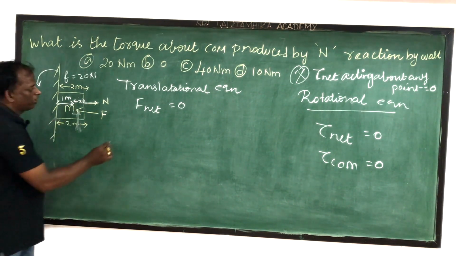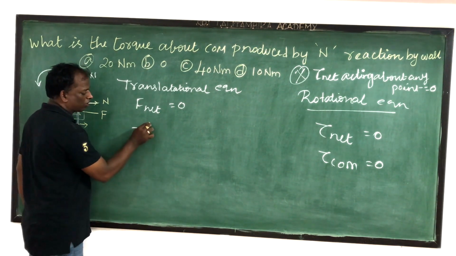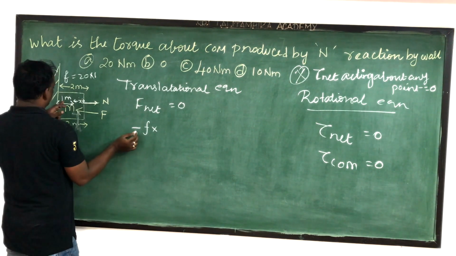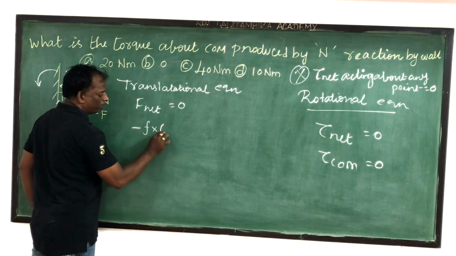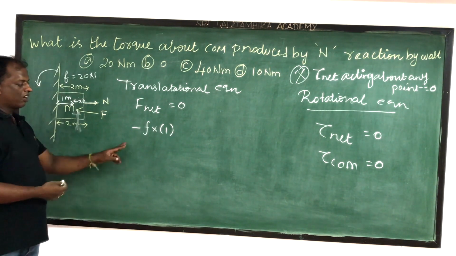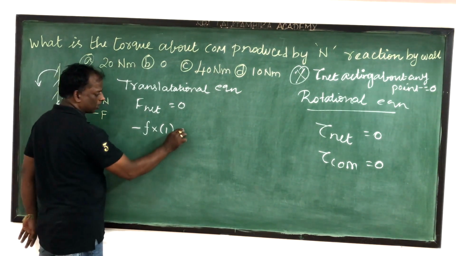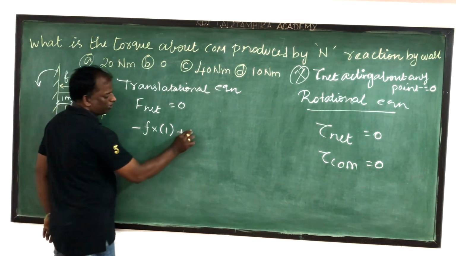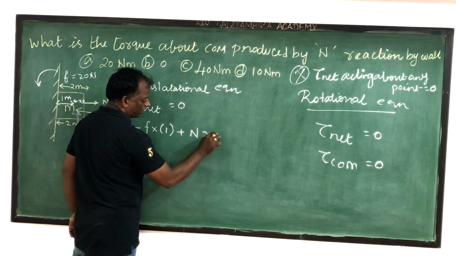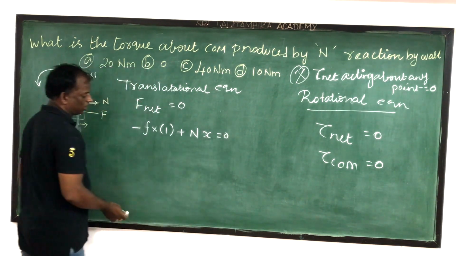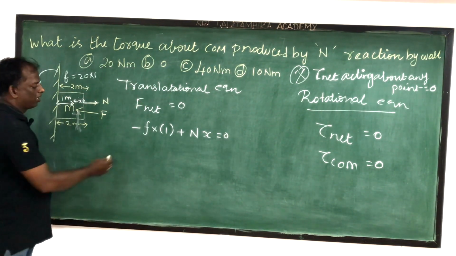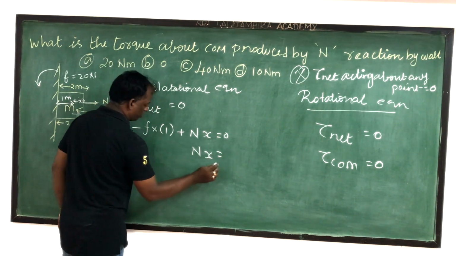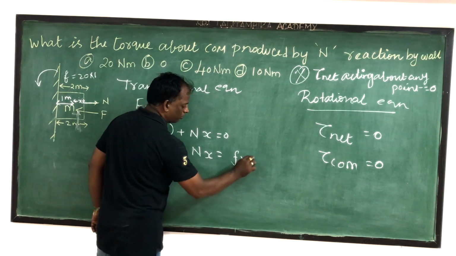So first, what will be going in is minus, because minus means anti-clockwise direction: F into x, so what is this x? How many meters is this? It is 1 meter. So F into x plus the normal reaction, the other force. At what distance does the normal reaction act? It will be N into x, which is equal to 0. So if we take this to this side, N x is equal to F into 1.